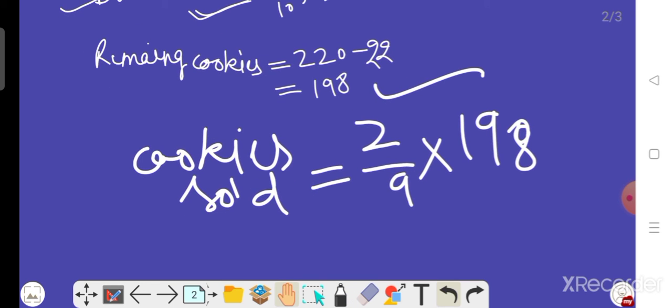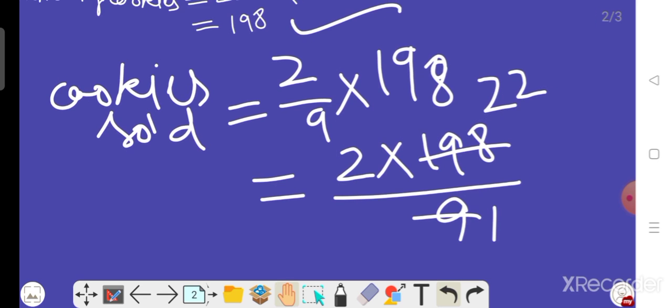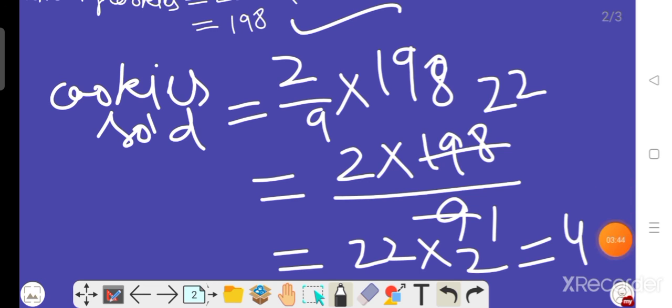2 by 9 multiplied by 198, and that is equal to 2 multiplied by 198 by 9. Now 9 is the highest common factor between 9 and 198. So 9 will become 1 and 198 will become 22. After solving this, we will have the amount of sold cookies, and that is equal to 22 multiplied by 2, and this is equal to 44. So this is the answer of your A part of question number 7th, beta.